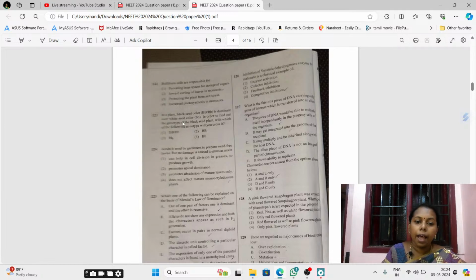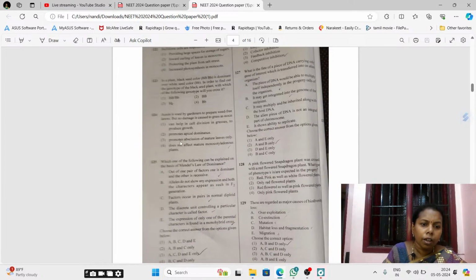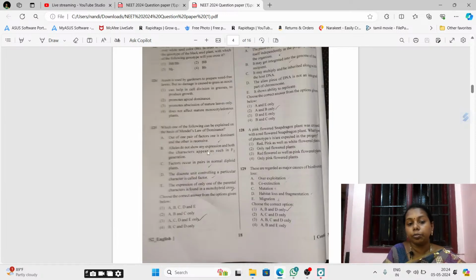In a plant, black seed color capital B is dominant over white seed color small b. In order to find out the genotype of the black seed plant, which type will we be crossing? We will be crossing it with small b. So that is a test cross, which is in option C. Now, auxin is used in gardens to prepare weed-free lawn. Of course, it acts against dicots, so it is not going to affect the monocotyledonous plants. So 124 is option D.